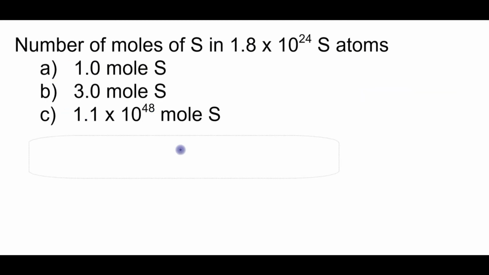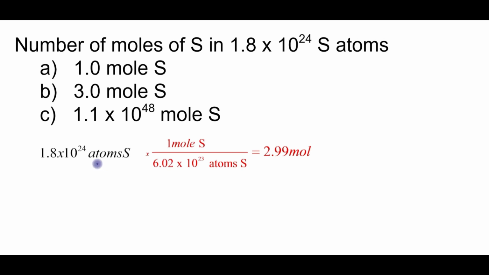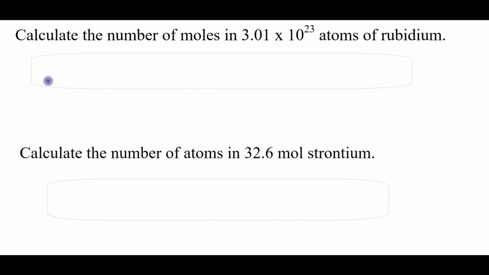Start with atoms and go to moles. When I set my problem up, I put atoms of sulfur on the bottom. Notice that the number always goes with atoms, molecules, or the particles, and then the 1 mole is of sulfur, and I end up with 2.99. I only have 2 significant figures, and so my answer is B. Pause the video and give these 2 problems a try.